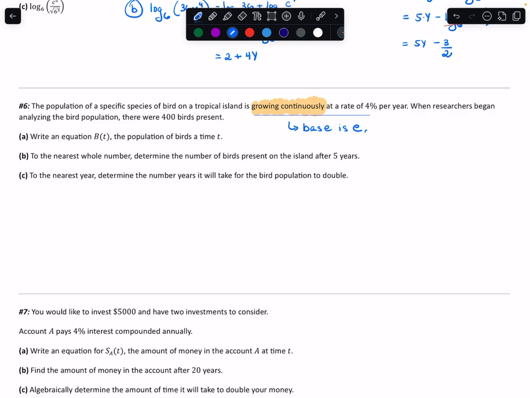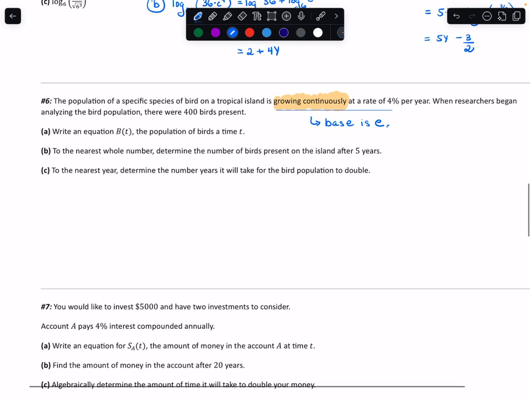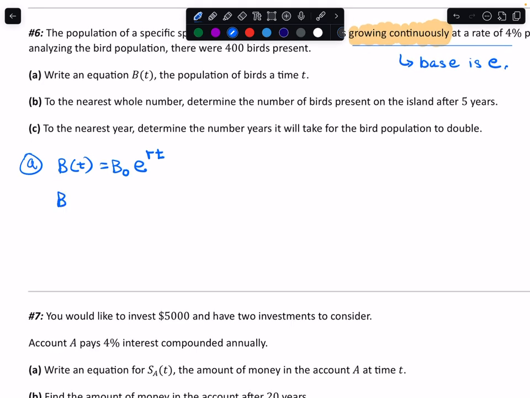So this is exponential growth with a base of e. A, write an equation B of t, the population of birds at time t. So without just straight up coming up with the equation immediately, it's going to look like this. It's B of t is equal to B sub 0. The difference is instead of having 1 plus r to the t, that would be if it's just some normal growth percentage. But this is continuous growth, so it's not 1 plus r, it's just e to the rt. And then I just plug in the stuff they told me, and I should be good, right?